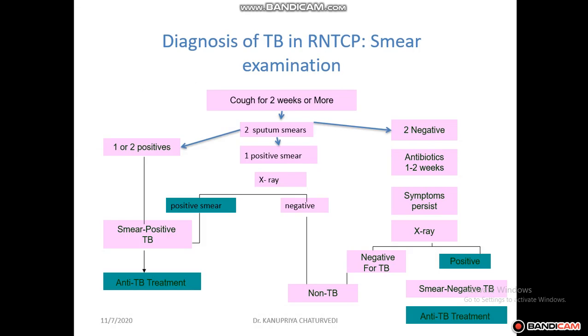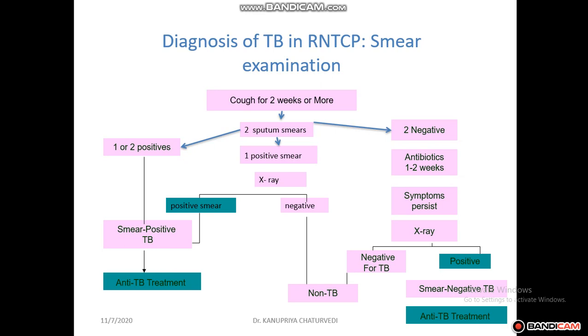Coming to the diagnosis of TB in RNTCP, this schematic diagram you have to study by heart. It is important how we are diagnosing TB under this RNTCP program. If the patient has a cough for 2 weeks or more, then 2 sputum smears are taken, and if one smear is positive, then the patient has to undergo an X-ray, and if the X-ray is positive, then the patient is put on anti-TB treatment. If the X-ray is negative, then it is a non-TB case.